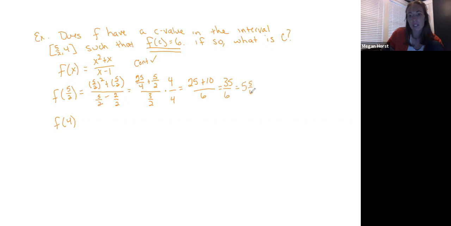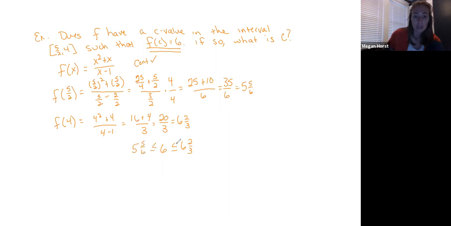5 5/6. Then I'm going to do f of 4, so I get 4 squared plus 4 all over 4 subtract 1, which is 16 plus 4 over 3. So I get 20/3, or 6 2/3. So what I need to check now is, is 6 between 5 5/6 and 6 2/3? If it is, then I'm good to go.